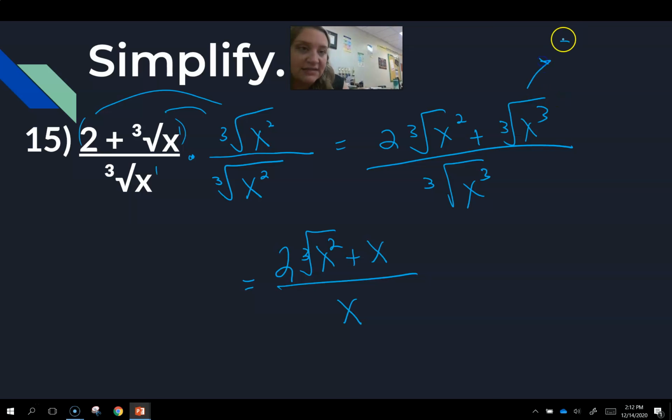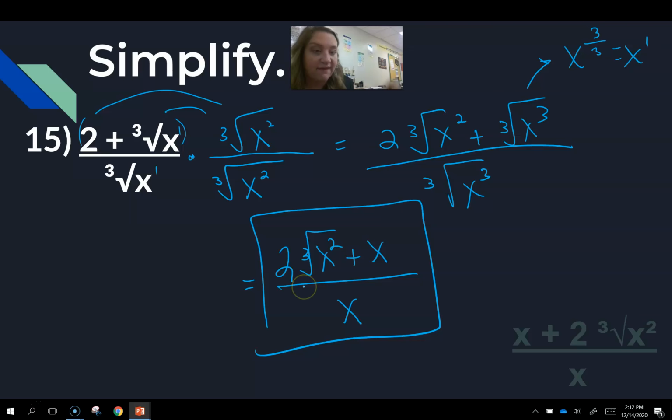And if I rewrote this as power over root, see how that just becomes x to the power of 1, so it's just x. And again, I cannot cross things out because of that plus sign, so this is my answer. There's nothing else I can do.